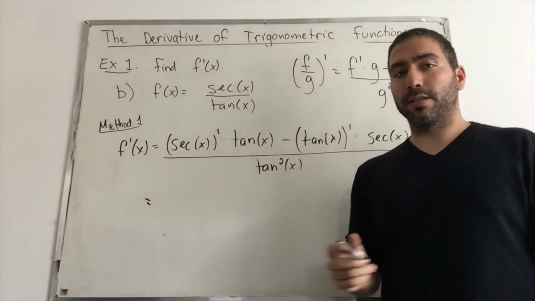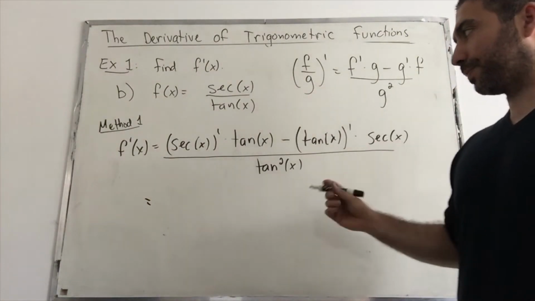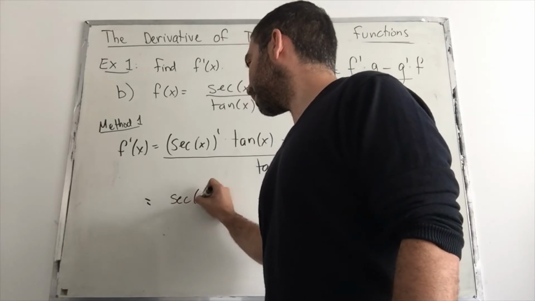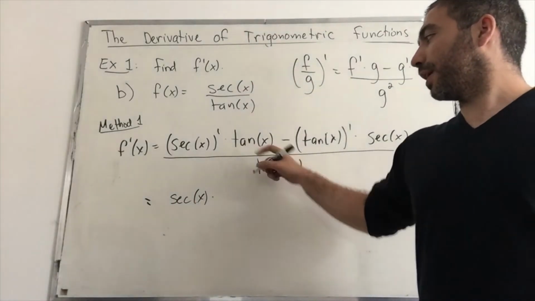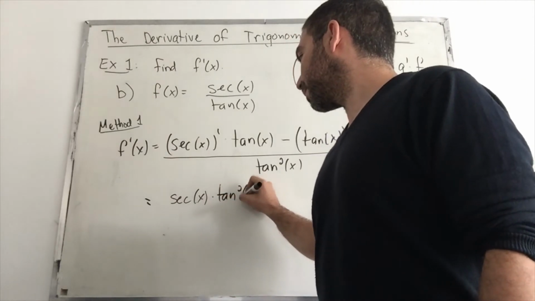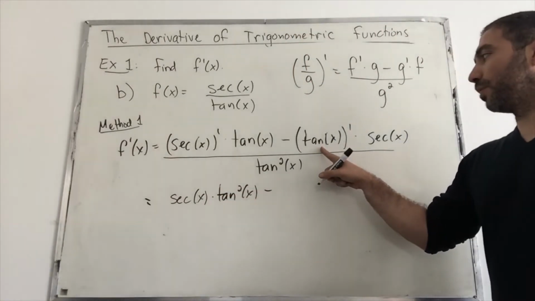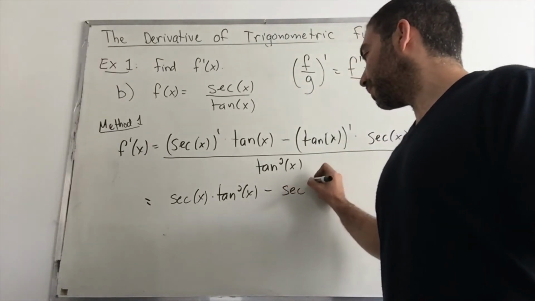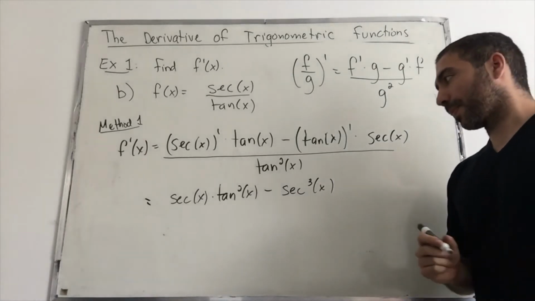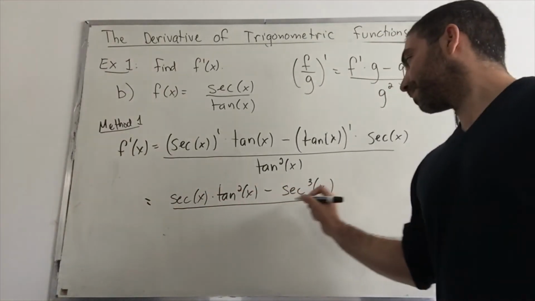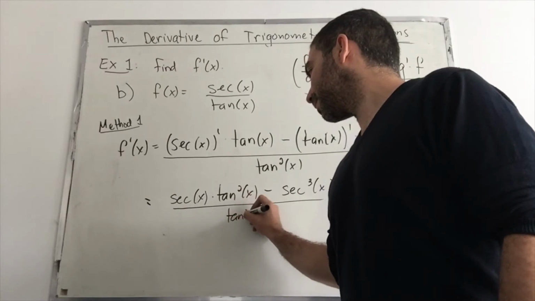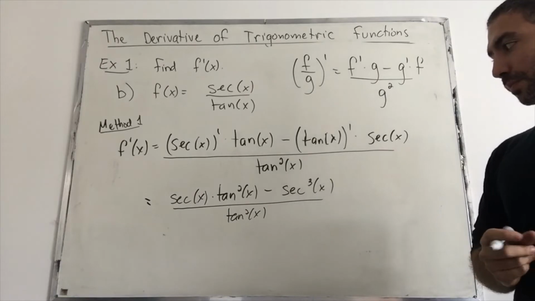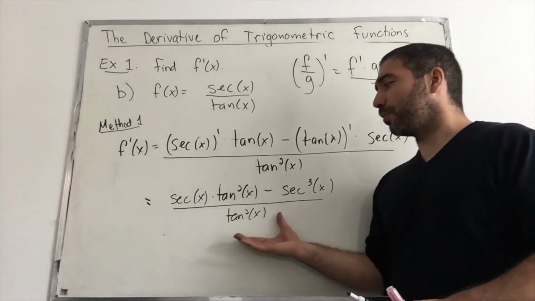So the derivative of secant, you have to have your formulas memorized, is secant tan. Since there's another tan here, I'm just going to write tan squared, minus the derivative of tan is secant squared, and there's a secant here, so in all we have secant cubed, and on the bottom we have tan squared. So this is the derivative, but we could simplify this.